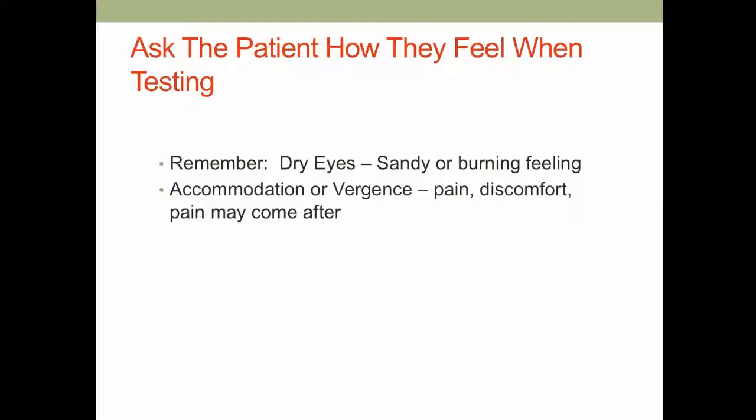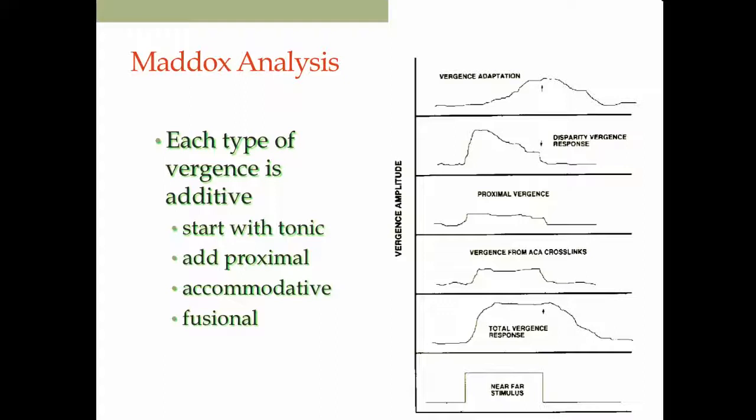We use prism bars with any patient who is suspected of having a strabismus or any child who is under the age of 10 years. The advantage of prism bars is you can see the patient's eyes. They're quick, they're fast, they feel good. And it's important to ask the patient how they feel when they're testing. Remember, dry eyes are associated with a burning, sandy feeling, whereas accommodative and vergence problems are associated with pain, discomfort, headaches. That's not a sign of a dry eye. Maddox is basically a method where each one of these is additive to each other. So they're kind of separated.